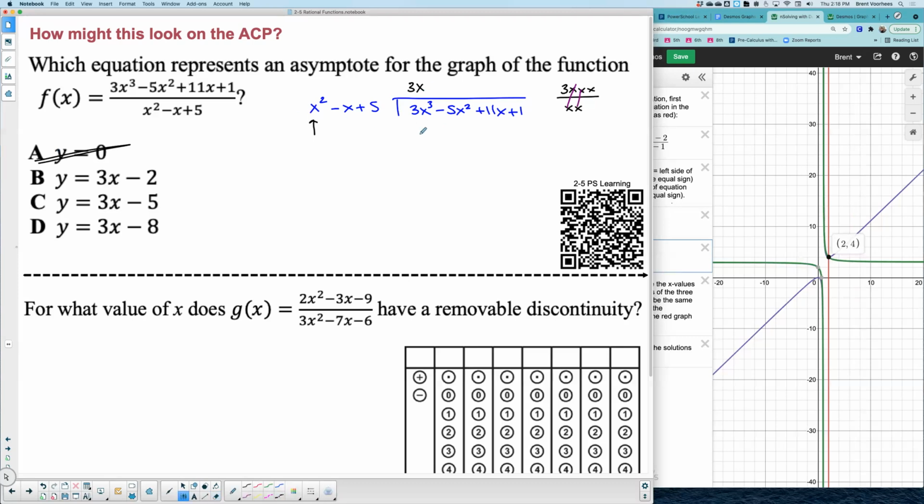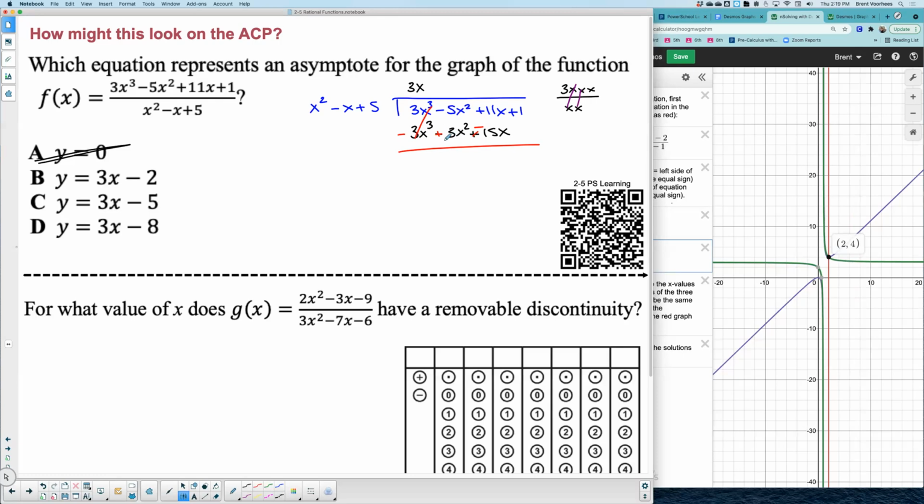And now I distribute this 3x through. So 3x times x squared gives me 3, and now x to the third power. I need to multiply 3x times negative x, which is negative 3x. There's two x's, so x squared. And I also need to multiply 3x times 5, so a positive 15x. And finally, step 3. Do not forget the fundamental rule of division. Switch all your signs.